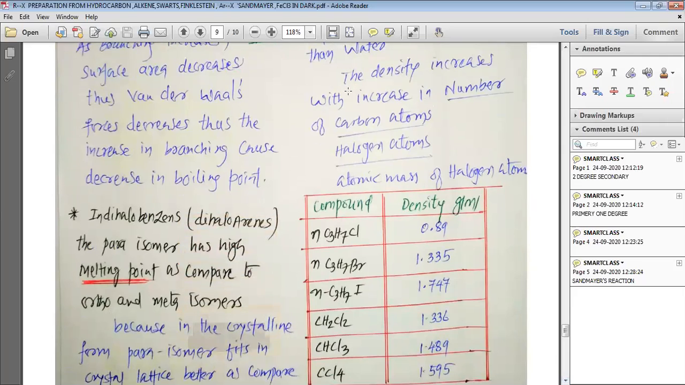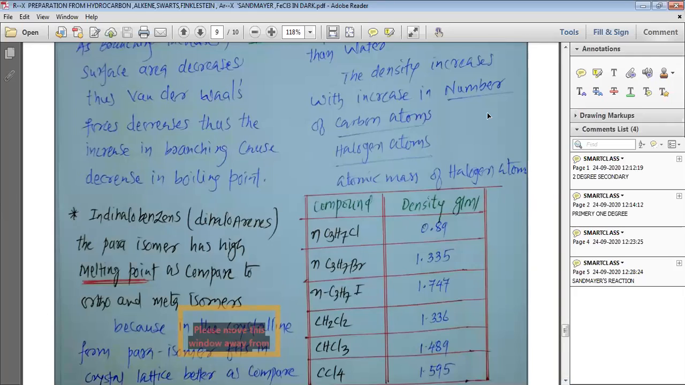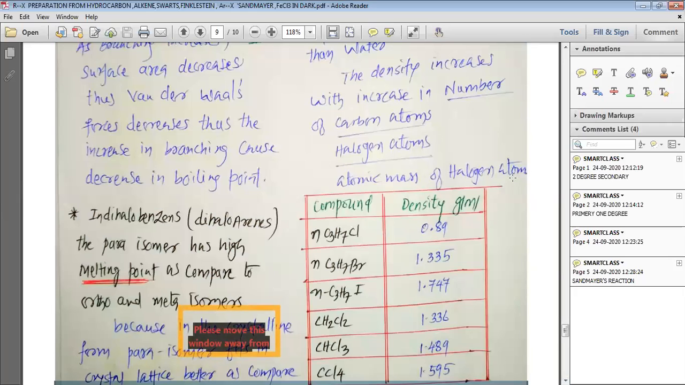The density increases with the increase in the number of carbon atoms, the number of halogen atoms, or the atomic mass of the halogen atom. Remember, the density increases by increasing three things. Number one, the number of carbon atoms. Number two, the number of halogen atoms, as well as the atomic mass of the halogen.